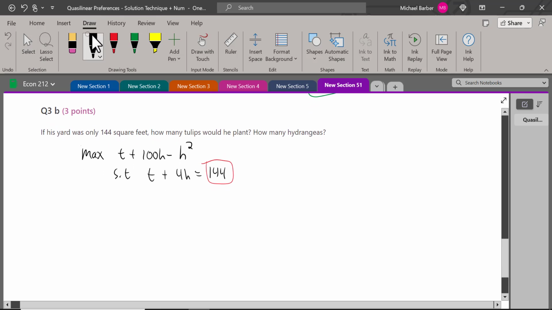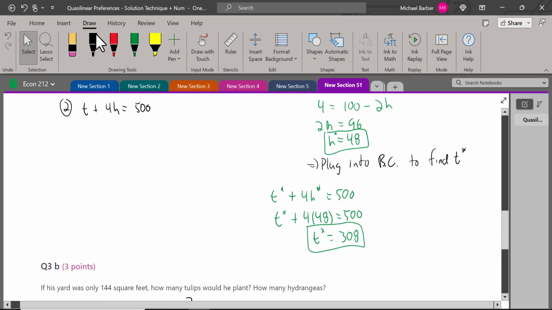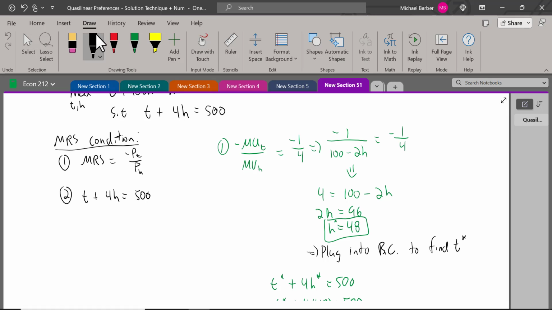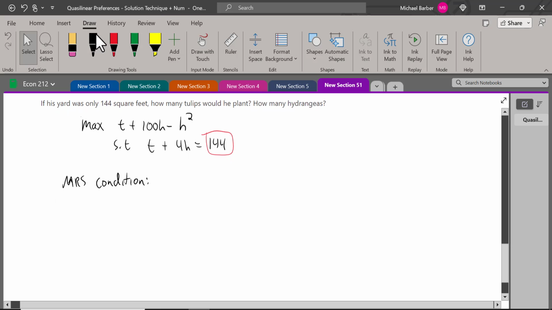So we can again use the MRS condition, and really nothing is going to change. That's the solution technique I'm going to use, but you can use Lagrangian as well. Nothing's going to change in this part that we solved for before, because the square feet of the garden did not enter into that. So we're still going to get that he wants to plant 48 hydrangeas, because nothing's changing here. I can write it out, but nothing's going to change.